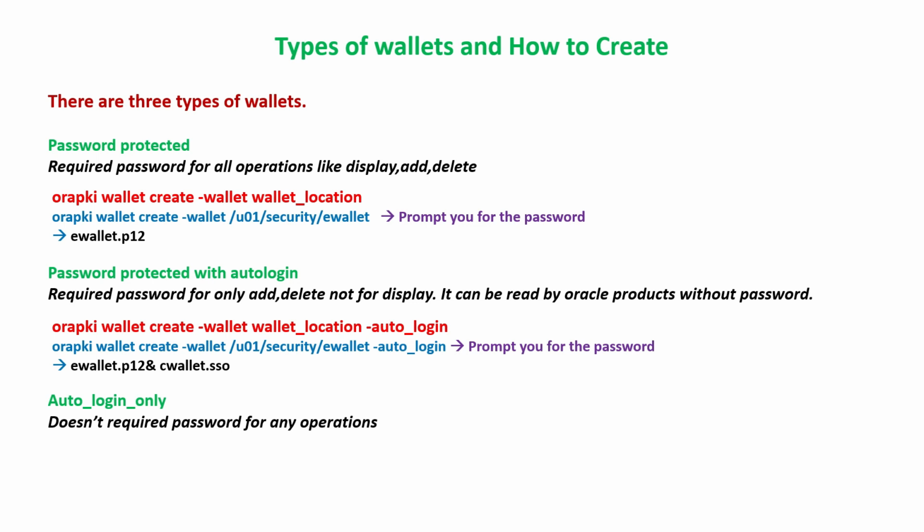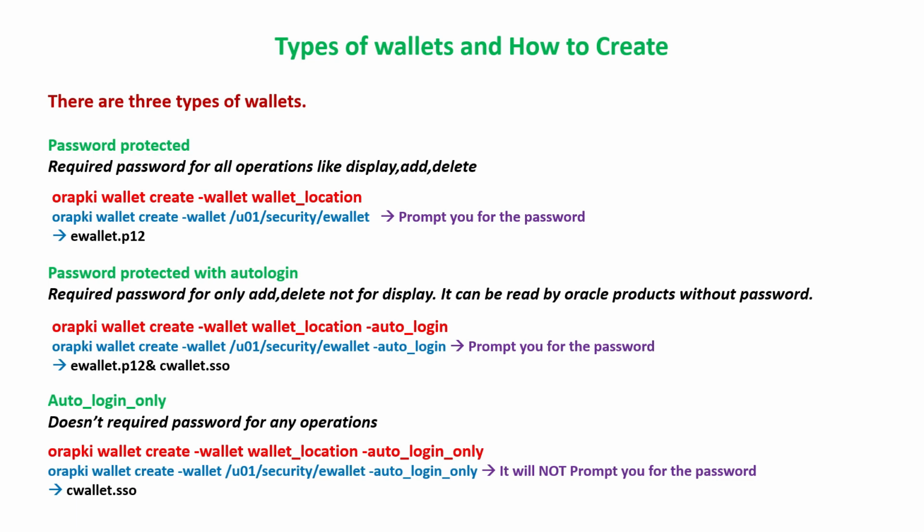Again, if you run this command, it will prompt you for the password if you do not specify the -pwd option, and that will be the password for your wallet. And third, there will not be any password for your wallet. So the syntax is orapki wallet create -wallet, the location of the wallet, and then -auto_login_only. So you have to give the underscore only. That is completely the auto login only. So this way, it will not prompt you for the password.